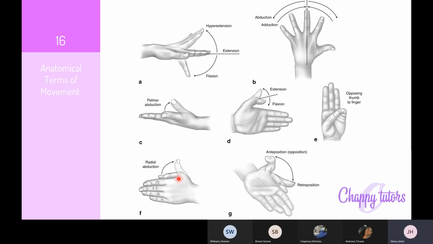Radial abduction. If you move your thumb like you're spreading it away from your hand, you're moving your thumb in the direction of your radius, right? Hence the name radial abduction, because you're also moving it away from the midline.